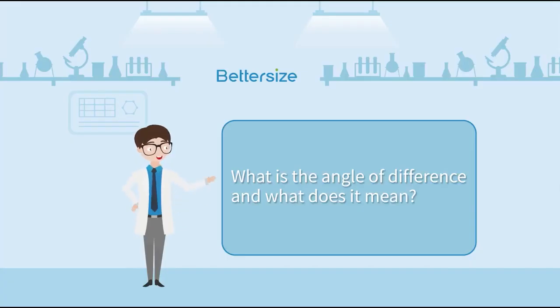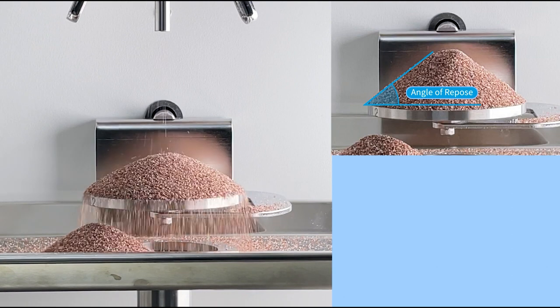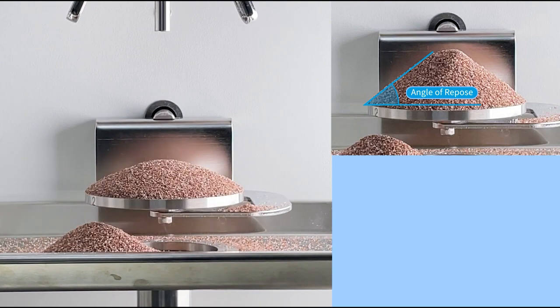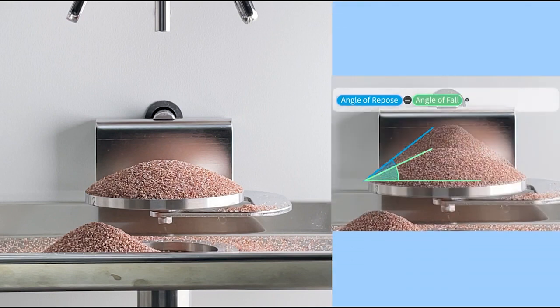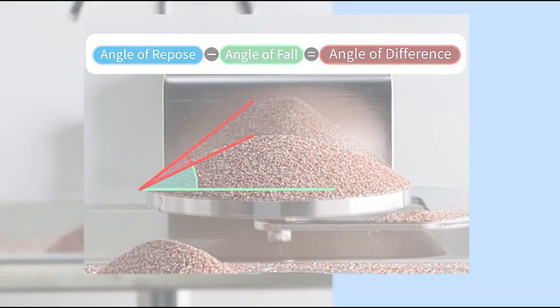What is the angle of difference and what does it mean? After measuring the angle of repose, apply an external force to the powder pile to collapse it. The angle between the slope of the collapsed pile and the horizontal plane is defined as angle of fall. The angle of difference is calculated by subtracting the angle of fall from the angle of repose. A larger angle of difference suggests better floodability.